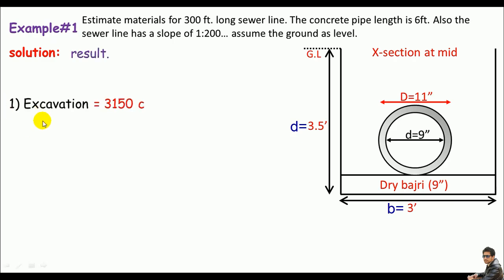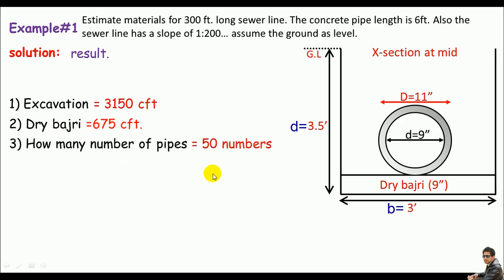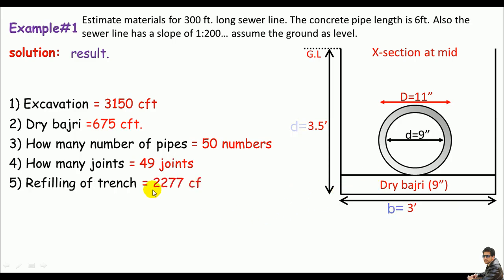The result is over here. First, the excavation is 3150 CFT, the dry brickwork is 675 CFT. How many pipes are there? Of course, 50. The number of joints is 49, and the refilling of the trench is 2277 CFT. And this is our approach.